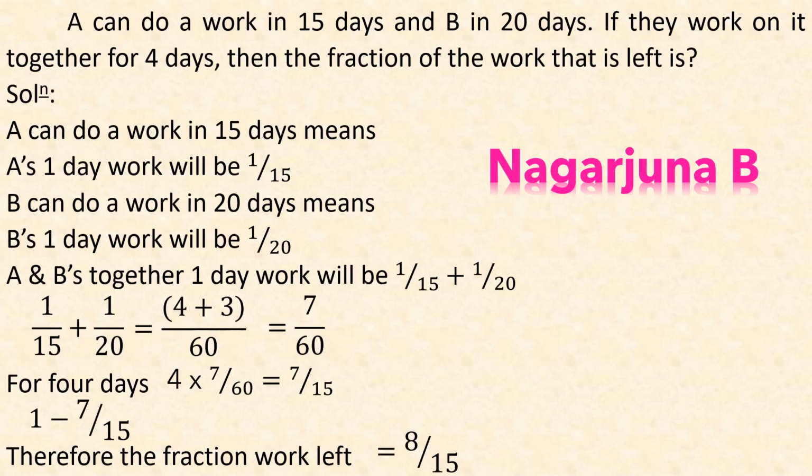And you can observe in the question they have given 7 by 15 as well as 8 by 15. So most of you will be marking 7 by 15 as the right answer, because you will stop working at the point when we get 7 by 15. But after that there is still one step, and that step is the fraction of work. It is 1 minus 7 by 15. Upon simplification, we get 8 by 15. Therefore, the answer is 8 by 15.